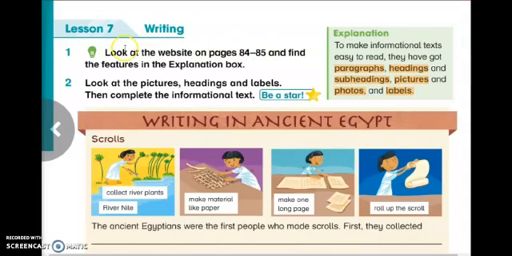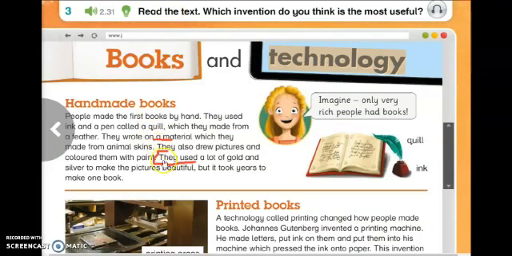Now let's read the first activity. Look at the website on pages 84 and 85 and find the features in the explanation box. My students, this is the page 84. And as you can see here, we have a heading which is books and technology. This is the main heading. And also we have subheadings. For example, we have handmade books, printed books. Also we have writing books, e-books, and so on.